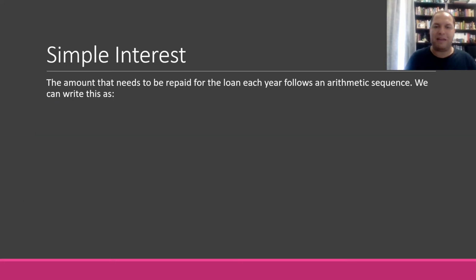So how we can write this is, if we're using our recursive formula, we can say V naught is equal to A, and that's just whatever our initial loan or investment was. And then the value at any time is going to be equal to the value that we had the year before, plus whatever our common difference is. And this common difference D is just the interest that we keep adding on as we go.